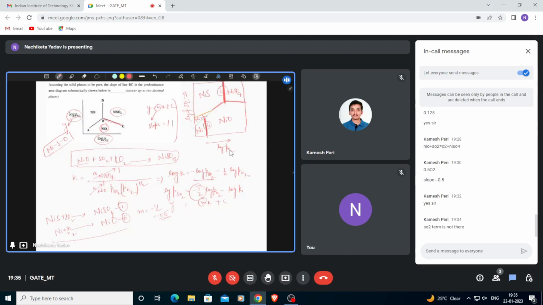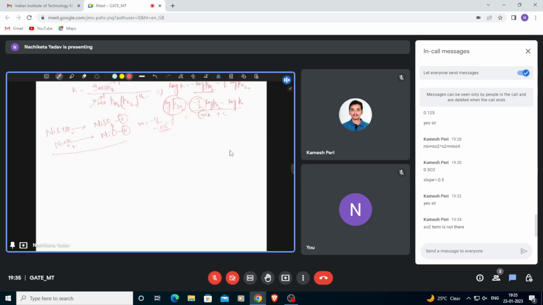Why is it parallel? The SO2 term is not there. Yes. So if you find out, you will not get this SO2 term. Simply you will get this one. So it does not depend on this axis. That's why it is parallel. You are right. So you try to find out also, right? Is it okay? So we are going to the next question.